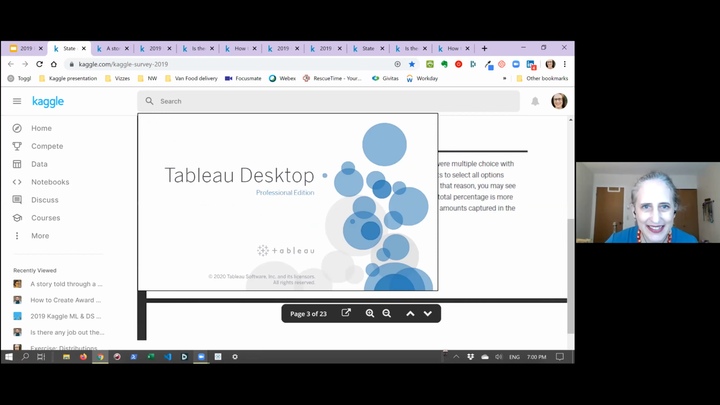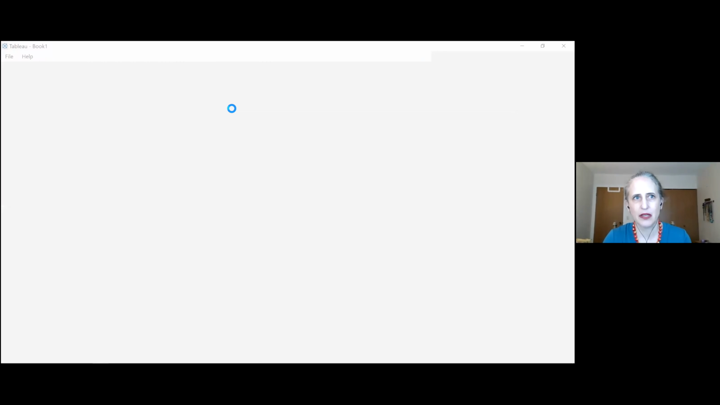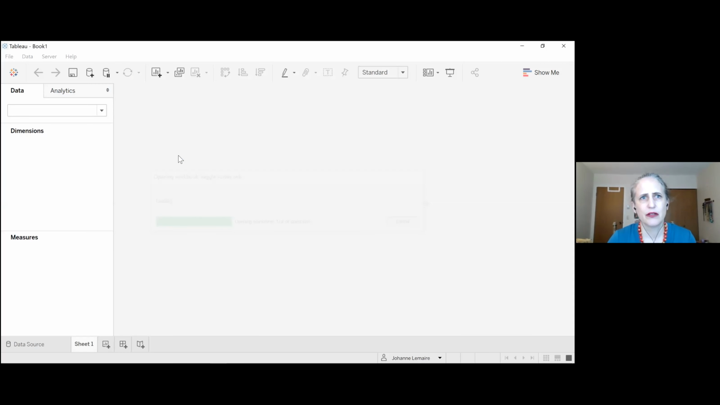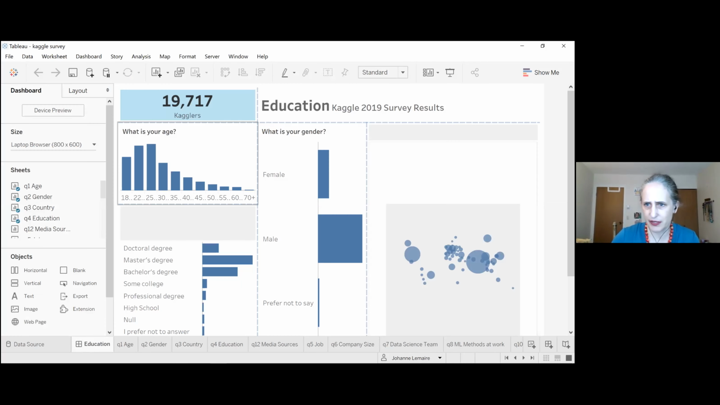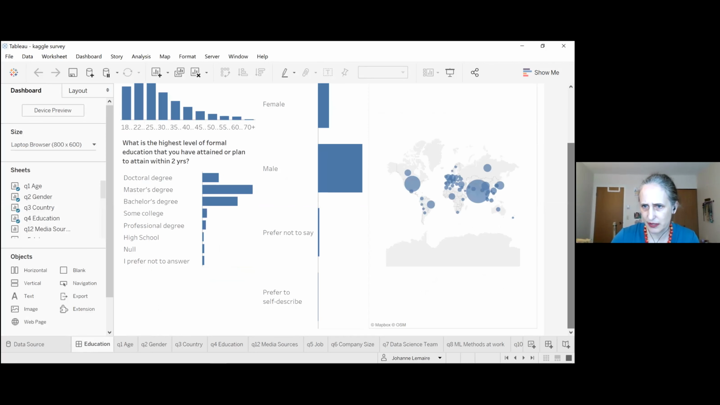Okay, let's see. Tableau desktop. Just have a look at the multiple choice options for job title, because those choices were given, and there was a little bit of other text. But most people fell into one of the things suggested. All right. I'm going to get my answer in real time. This is awesome.